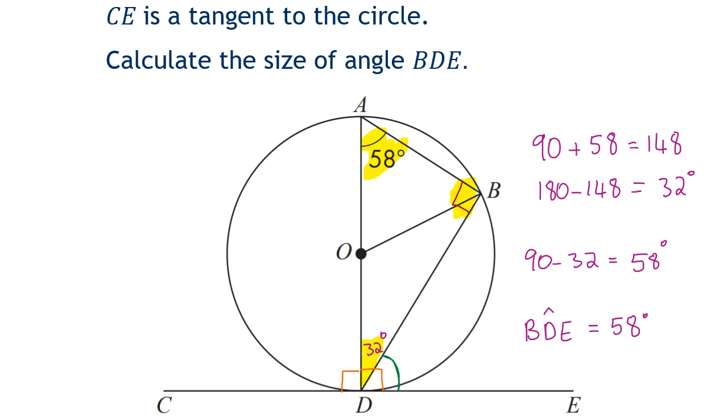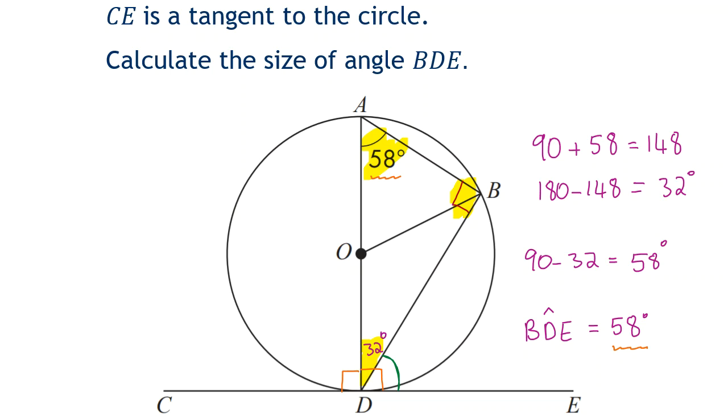Now this is interesting in a way because the final answer of 58, not that you really need to know this, was the same as the angle up at the top, and that's because this diagram is actually a special case of something called the alternate segment theorem, but not something that's part of the National 5 syllabus.